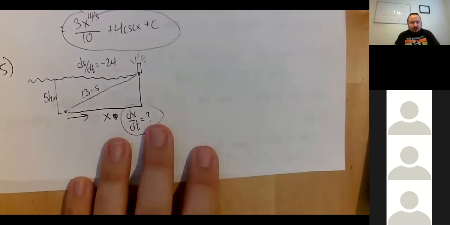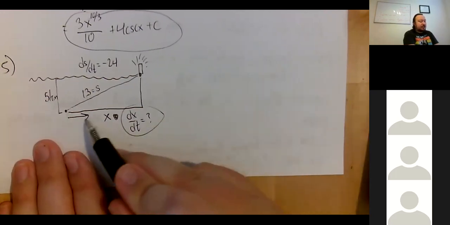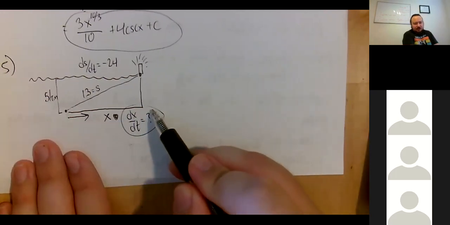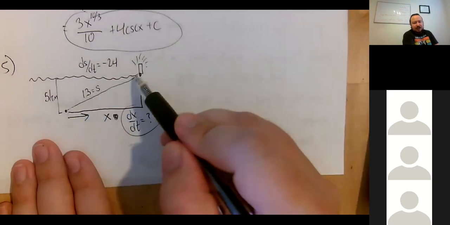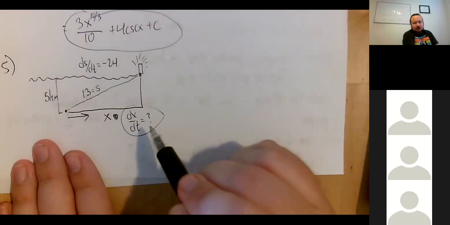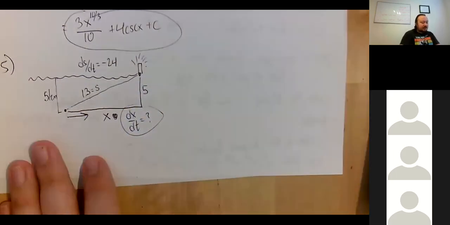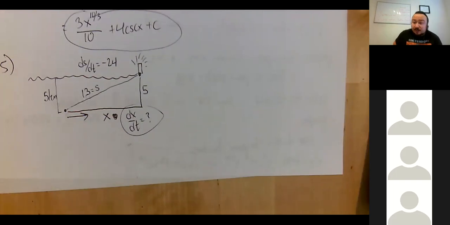horizontally along the surface of the ocean or whatever. So its speed is just going to be how fast it's going this way. We know its distance from the lighthouse, so this distance is decreasing by this much. We want to know what dx dt is. All right, and then this is also 5. Okay, so let's think carefully about this.